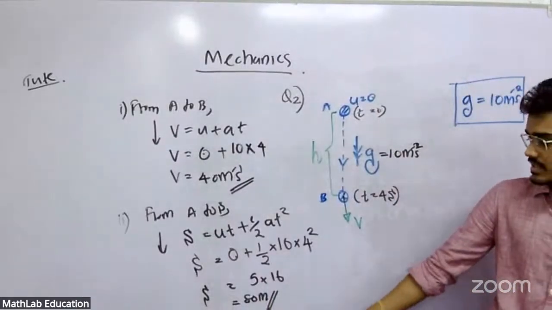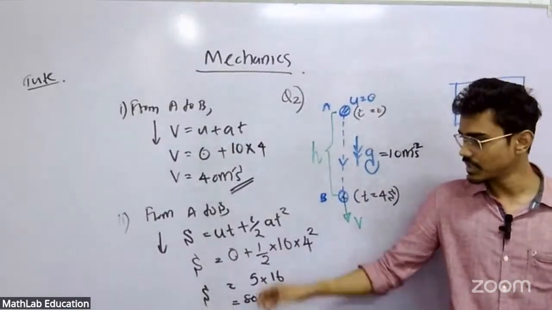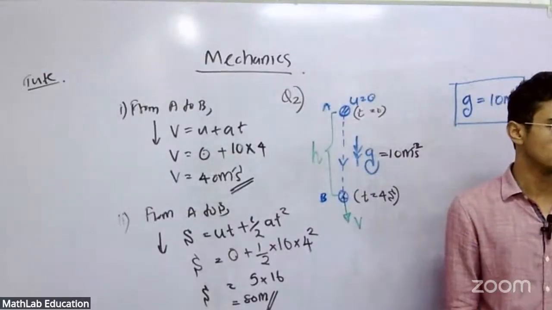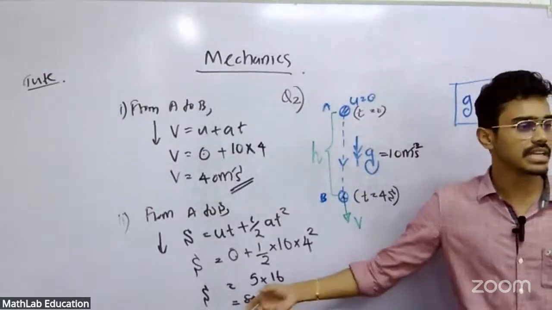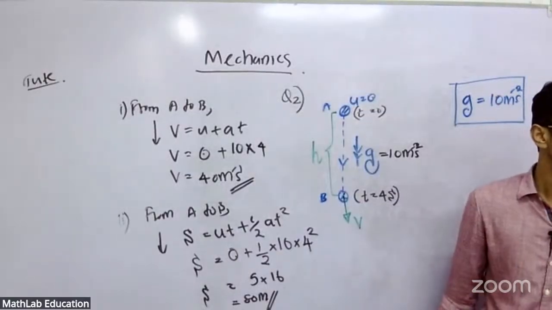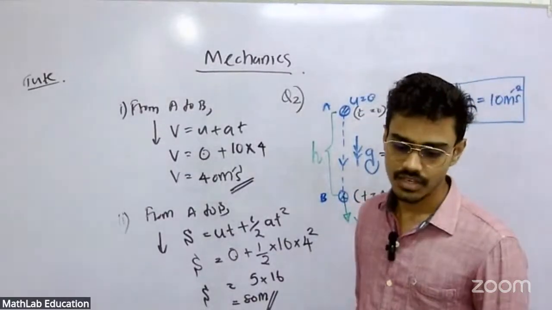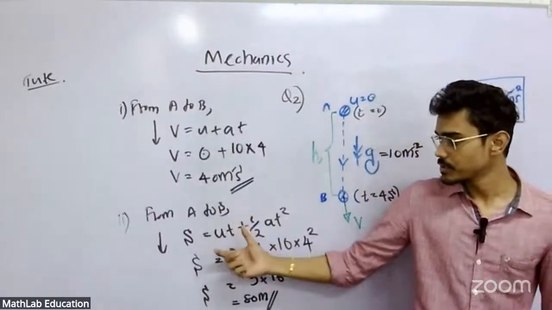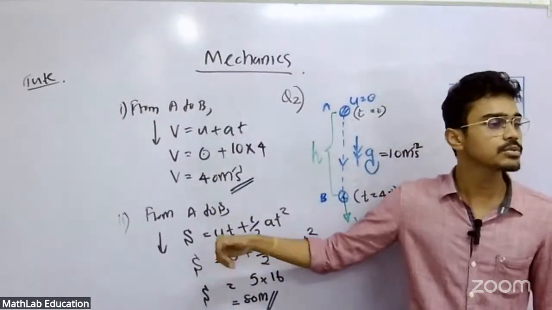Now let's say you have written 80 meters without anything else. No marks at all. Even though that's the final answer, the method is missing, so you won't get marks. That is how it is. But let's say your substitution is correct, up to substitution, then you will get 2 marks.